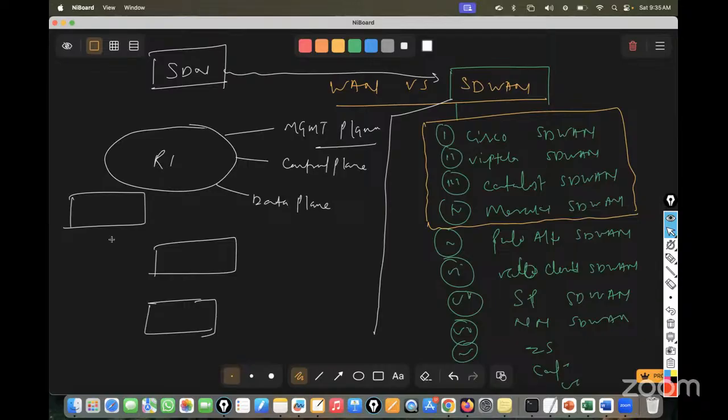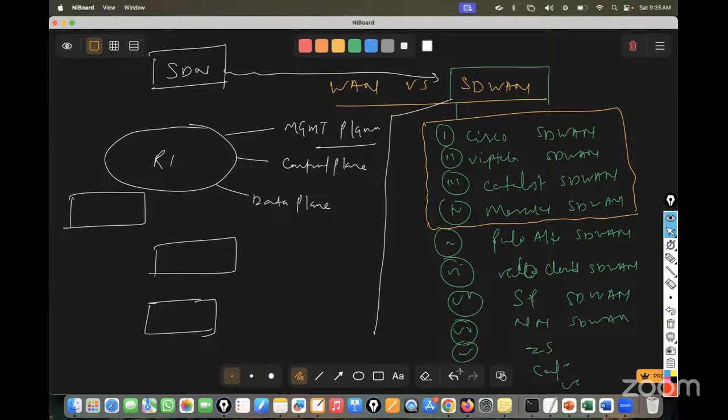But yes, this is how it works: within the box something was there, but they decouple the entire box functionality and put it in different locations, and they connect them over that solution, and then it becomes more efficient. How it becomes more efficient, we'll discuss later. Just hold your thoughts for the time being. I'm just giving a brief idea.